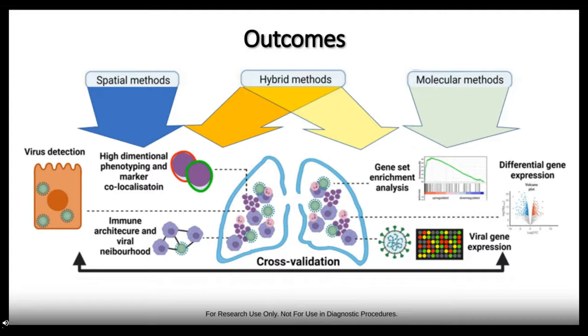So here are the outcomes from these different assays. The spatial methods give us high-dimensional phenotyping and localization of specific markers we've pre-selected within the tissue. Of course, we can detect virus in those different regions of tissue. The molecular methods are great discovery tools. They allow us to analyze what genes are expressed differentially in the different types of tissue, and also look at pathways using gene set enrichment analysis. The key point here is that we're cross-validating across all of these different methods. So the spatial methods, the hybrid methods, and the molecular methods all support one another.